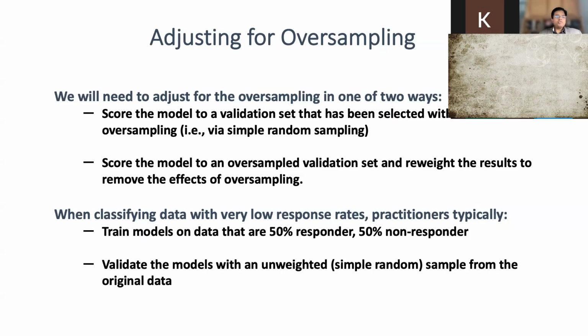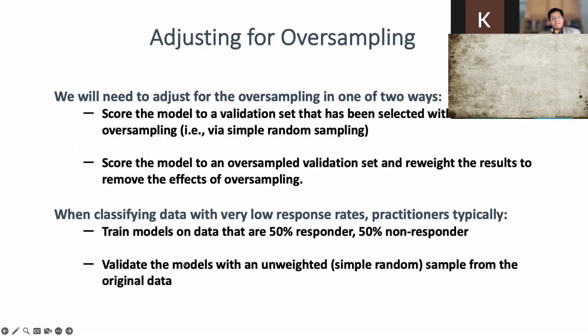We can do different things. One is to score the model on a validation set that has been selected without oversampling. So our validation set does not have any oversampling, and we could just run this model on that validation set. That way we are accounting for oversampling and adjusting for it in the validation set. The other approach would be to score the model on an oversampled validation set, but then reweight the results. So we will take an example here to see how that works.